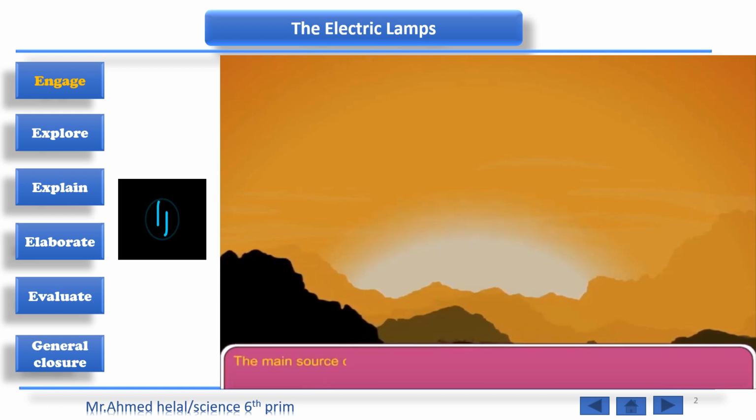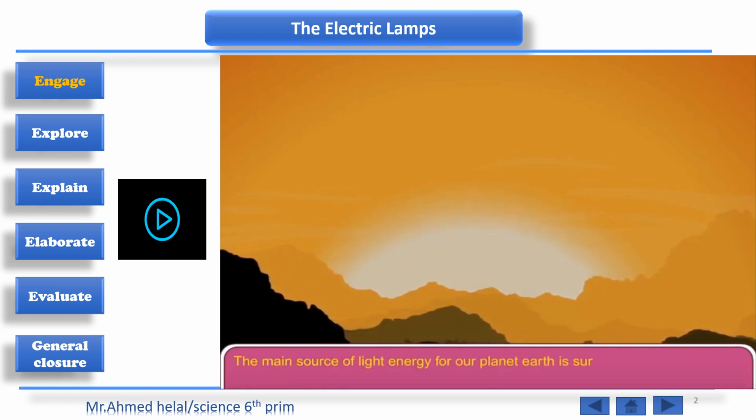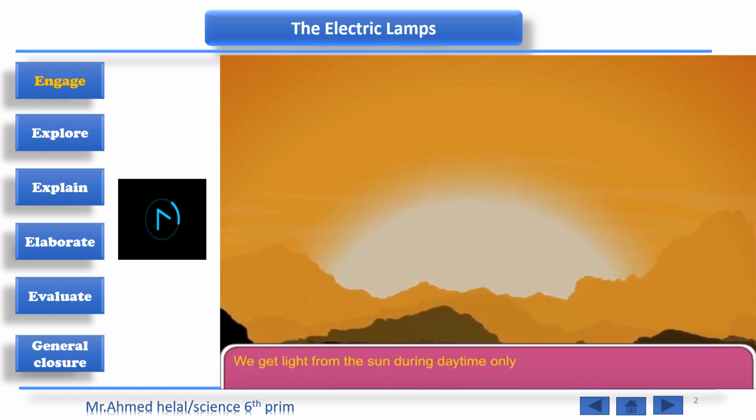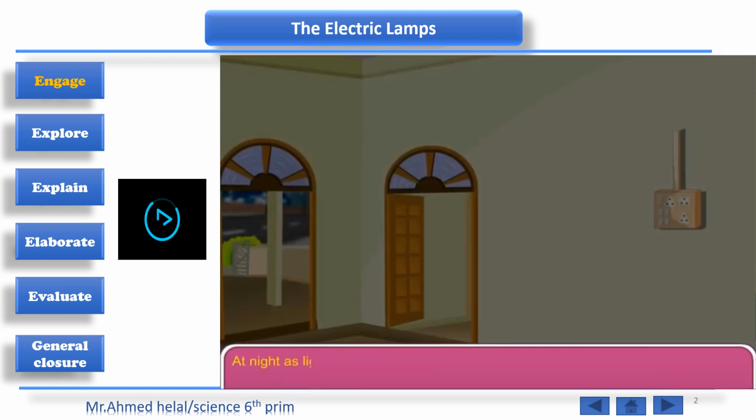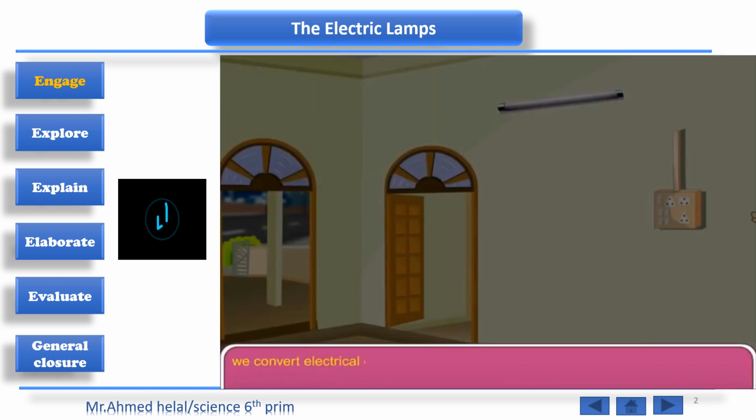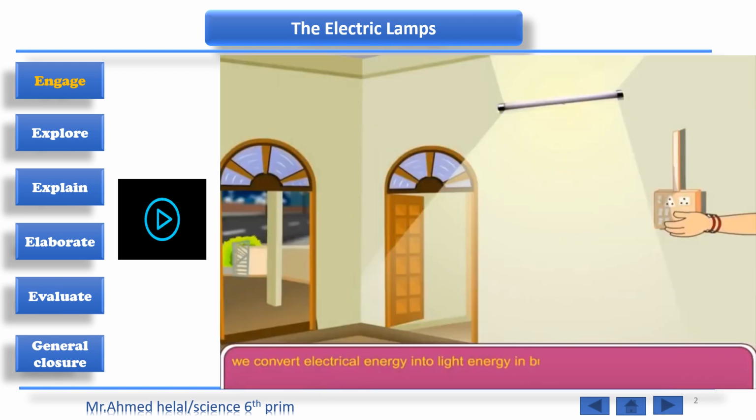The main source of light energy for our planet Earth is the Sun. This is called solar energy. We get light from the sun during daytime only. At night, as light from the sun is not available, we have to use other sources of light. We convert electrical energy into light energy in bulbs and tube lights, and this helps us to see at night.